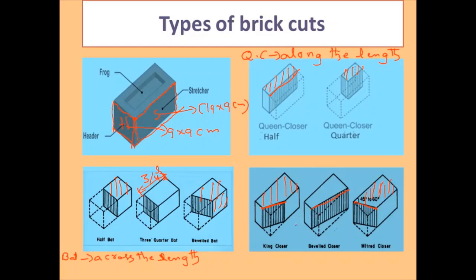So see these three things clearly. In case of king closure we have to make the cut from the center of the stretcher to the center of the header. In case of beveled closure we have to make the cut from the corner of the stretcher to the center of the header. In case of the mitred closure we have to make the cut from the center of the stretcher to the corner of the header. So these are the different types of brick cuts.